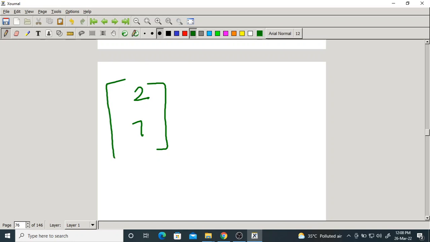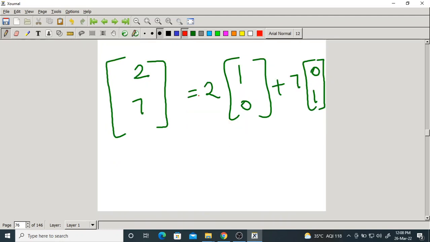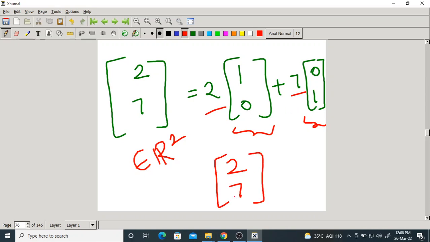As 2 into (1, 0) plus 7 into (0, 1). So in this way you can write any vector which belongs to R2 as a linear combination of these two basis functions with different scaling factors or coefficients. Okay. So what is this? 2 into (2, 0) plus (0, 7). This is how we write.